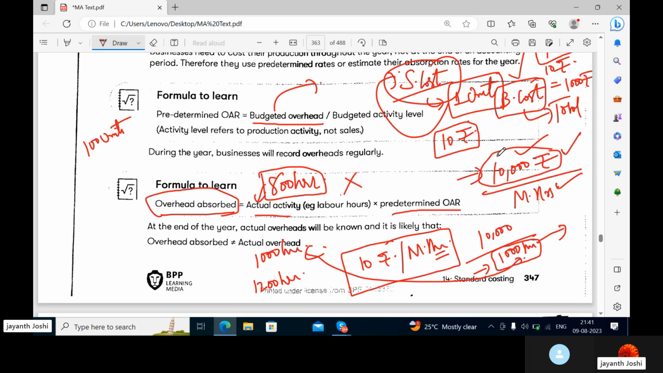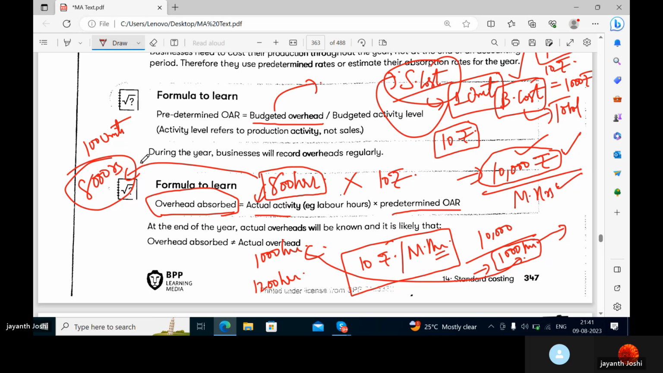So according to you, the factory overhead should be how much? 10,000 rupees. But now you see, the machine is working for 800 hours and the predetermined overhead rate is 10 rupees. So how much is the cost? 8,000 rupees. Multiplying these two, what cost I got, Faisal? 8,000 rupees. So my estimation was 10,000 rupees. My budget was 10,000 rupees. And how much did I incur in actuality? 8,000 rupees.